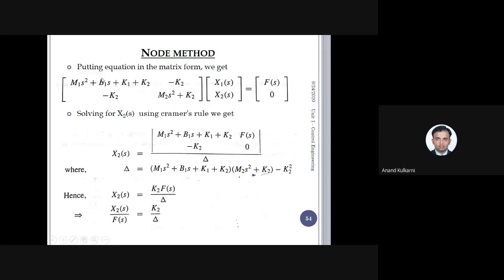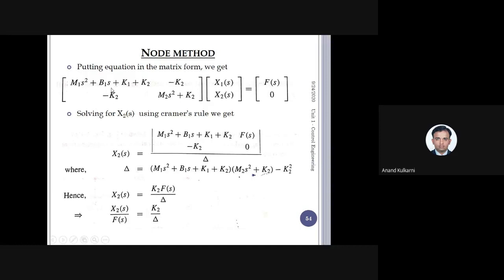You just observe. You just concentrate on this first matrix. Now, what has been told? We want x2 of s divided by f of s. F of s is already here. X2 I want. So if x2 is required, this second column terms are replaced by f of s and 0.